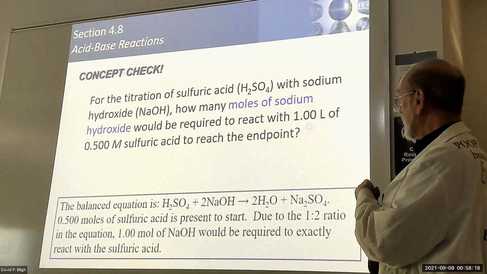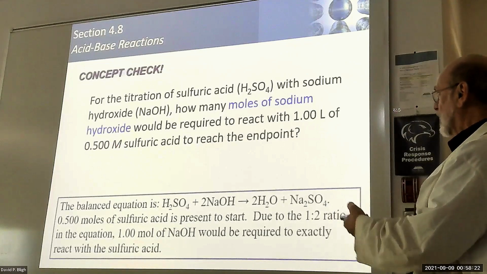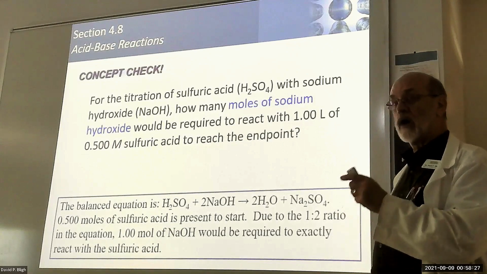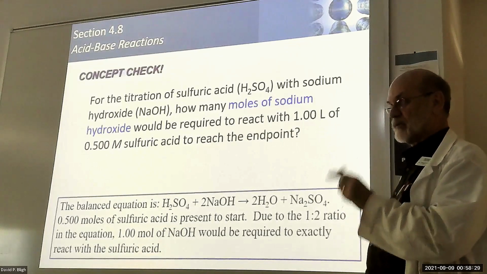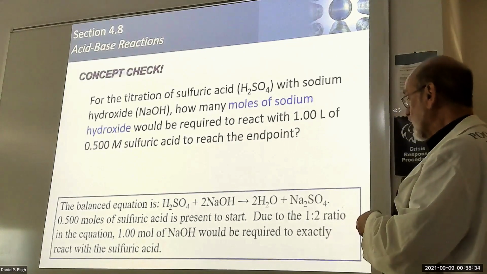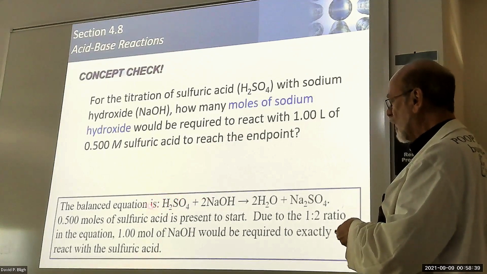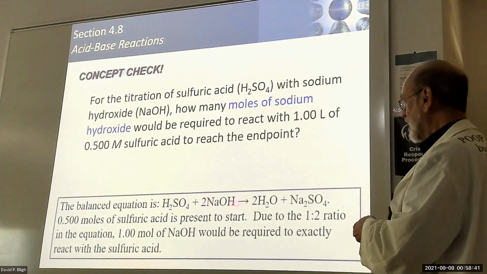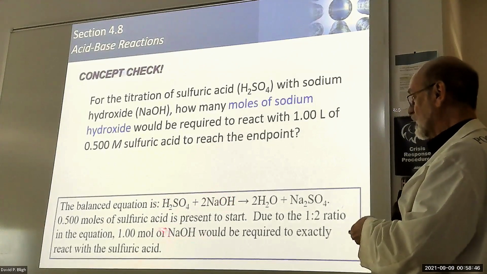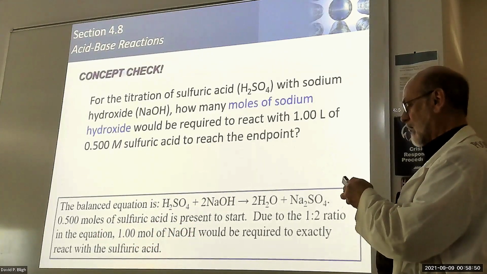So if we say 1 liter times 0.5 moles, that's 0.5 moles of sulfuric acid, which is 1 mole of protons, because there are 2 for every molecule. So you need 1 mole. You've got to neutralize 1 mole of protons, so you need a mole of hydroxyls. So you need a mole of sodium hydroxide.